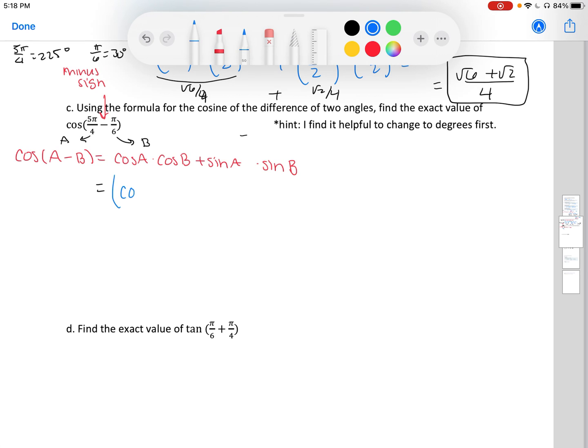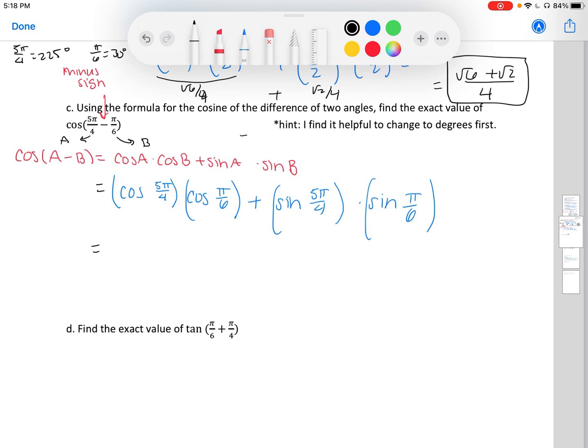Cosine of A, so I want cosine of 5 pi over 4. I want cosine of B, my B is pi over 6, plus sine of A, 5 pi over 4, times sine of B, which is pi over 6. Now we look at the unit circle and see what these values are. Cosine at 5 pi over 4 is negative square root of 2 over 2. Cosine at pi over 6 is square root of 3 over 2. Sine at 5 pi over 4 is negative square root of 2 over 2. And sine at pi over 6 is 1/2.